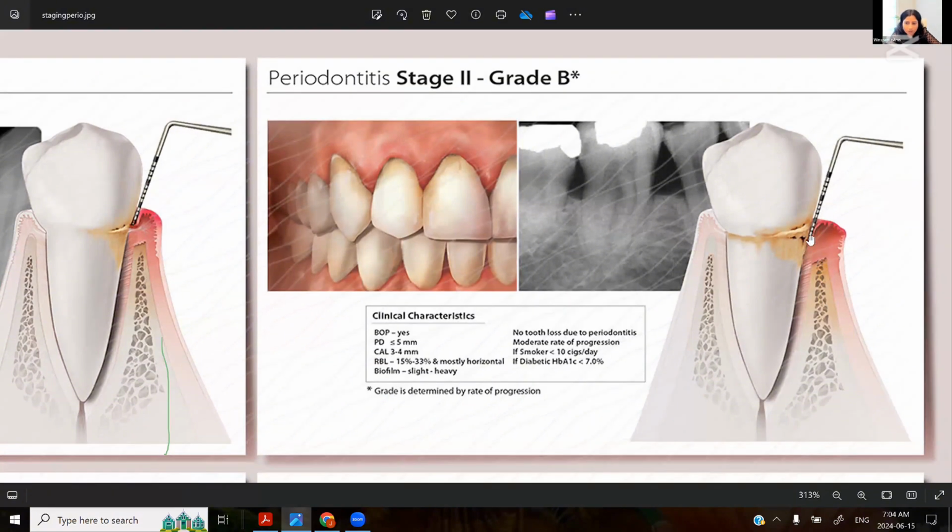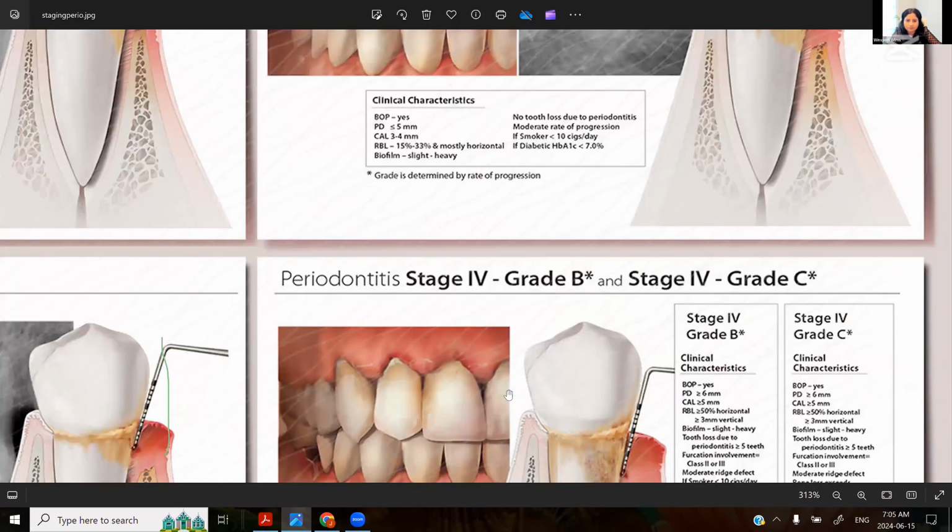So you see the attachment loss here. That's up to 3 to 4 mm. The crest of the bone is going down. That's your attachment loss. Attached gingiva starts just beneath the base of the sulcus. As the attachment reduces, the sulcus goes down. The base of the sulcus goes down. I have taught you all those core concepts.